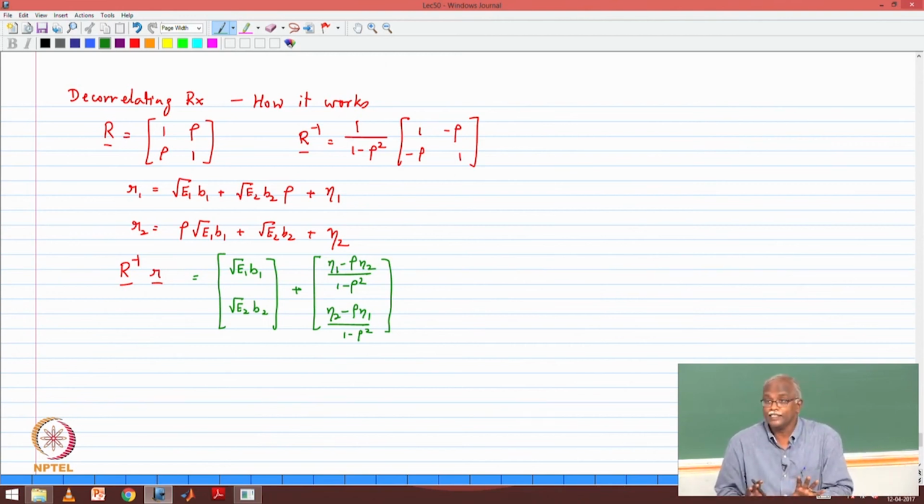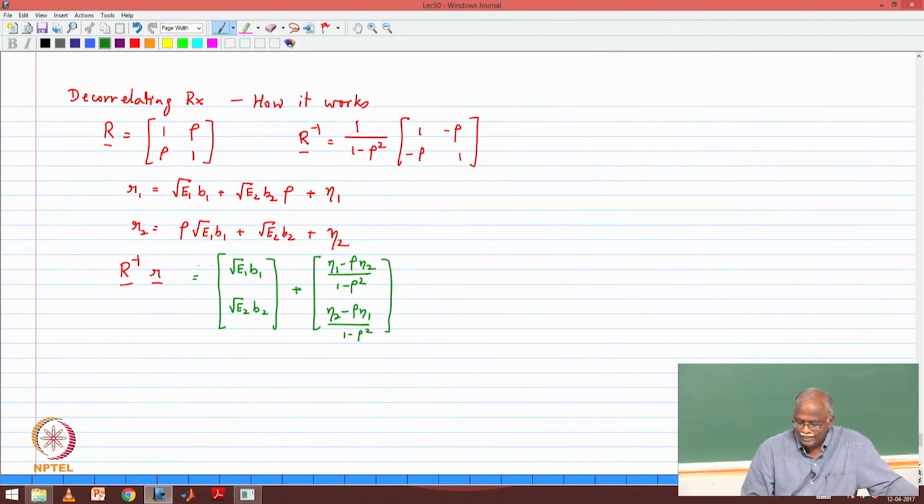A decorrelating receiver completely separated out the multi-user interference. It completely knocked it out. That is why we sometimes refer to it as a zero forcing. It's not going to allow even any cross correlation. It's going to completely try to separate out, because notice that looking at the first variable, I can make a decision on B1. Looking at the second variable, on B2. Now it has completely separated B1 and B2 in the process.